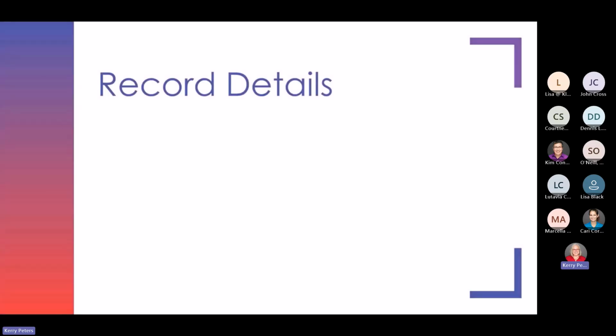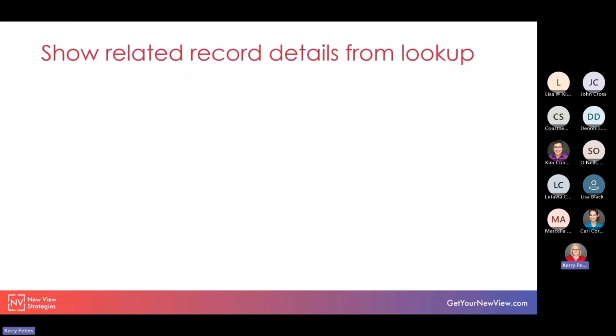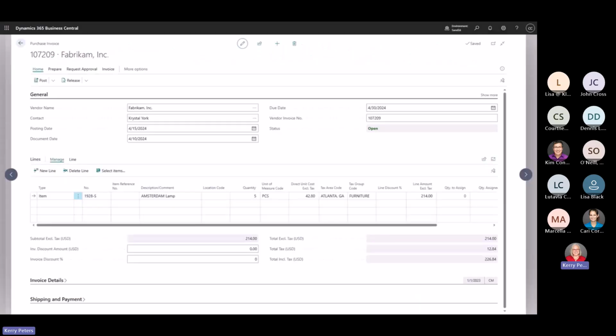There are also some improvements around record details, both viewing information about records and sharing information about records. One improvement is the ability to show related record details from a lookup. So I'd like to demonstrate what this means.